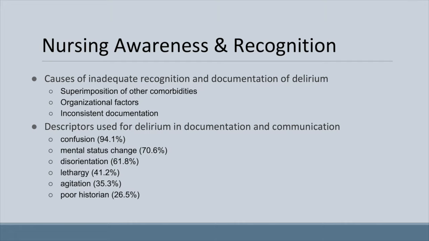Zeeland and colleagues have determined the most common descriptors used for delirium in documentation and interdisciplinary communication. And these descriptors include confusion, mental status change, disorientation, lethargy, agitation, and poor historian.